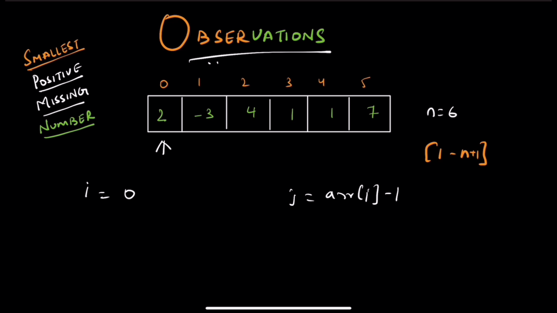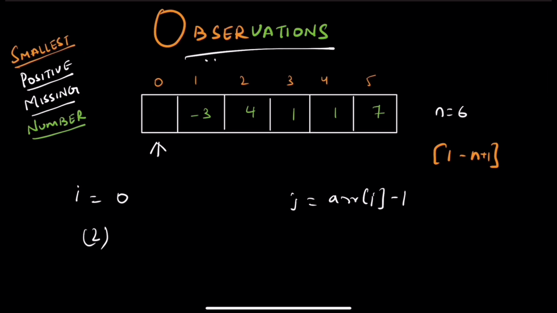Now, the element at ith index is 2 and at jth index, where j is 2 minus 1 which is 1, the element is -3, right? So we'll swap the ith element and the jth element, hoping that the jth element brings us the array element which is i plus 1, because that's what we want, right? At ith index, we want the i plus 1th element. So we'll hope at jth index, the element would be 1. Okay. So we'll swap. So this will be -3 and this will be 2.